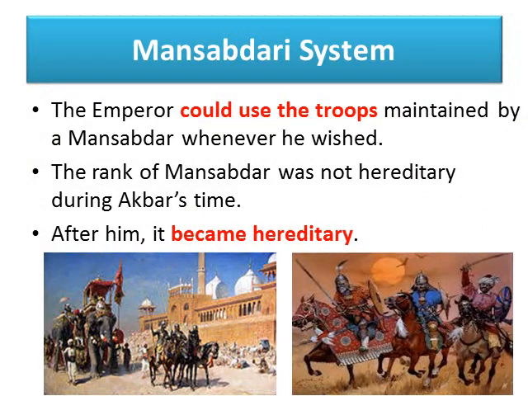Children, the emperor could use the troops maintained by a Mansabdar whenever he wished. So they were in charge of a group of soldiers and the emperor could take over the troops whenever he wished. The rank of Mansabdar was not hereditary during Akbar's time. Akbar was the first one to introduce the Mansabdari system and during his time it could not be passed on to the next generation. But after Akbar, it became hereditary. So it was a pride to be a Mansabdar and it was passed on to the next generation.